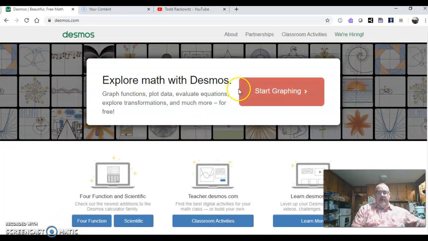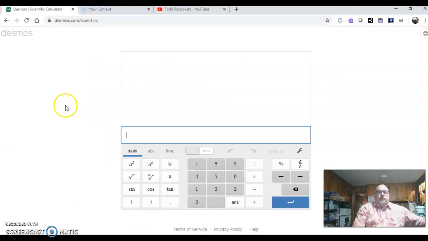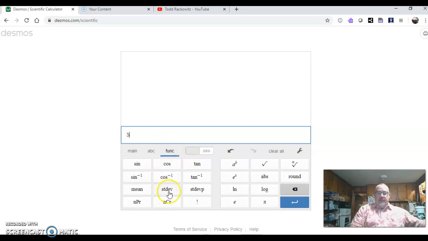I did say you could come over here to Desmos. We're not graphing, so don't worry about the graphing. Let's come down to the scientific calculator. Under functions is your factorial. So 5 factorial is 120.